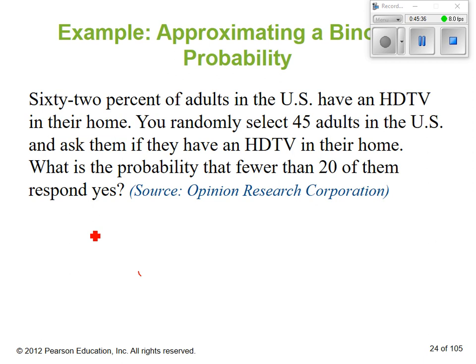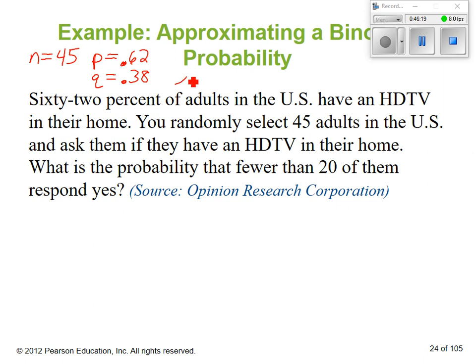All right, let's try one real quick and then we'll be done. 62% of adults in the U.S. have an HD TV in their homes. You randomly select 45 adults in the U.S. and ask them if they have an HD TV. What is the probability that fewer than 20? So fewer than 20. What's our N this time? 45. What's our P this time? 62%, so 0.62. What's our Q this time? 0.38. Somebody help us out. 0.38 times 45. Is that bigger than 5? Yeah. So we're all right to do the approximation.